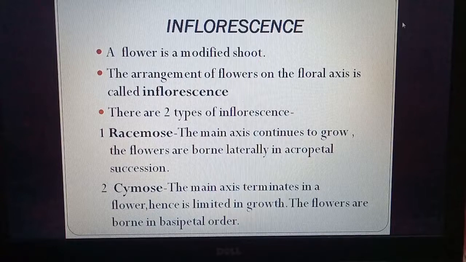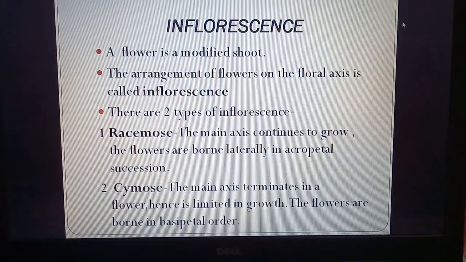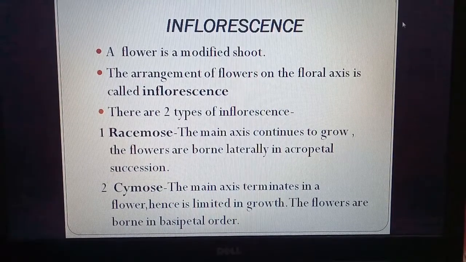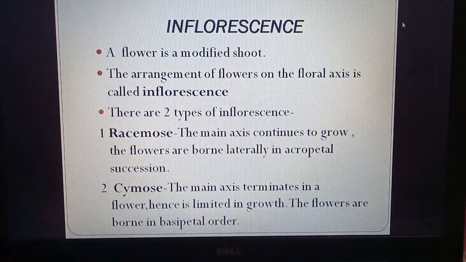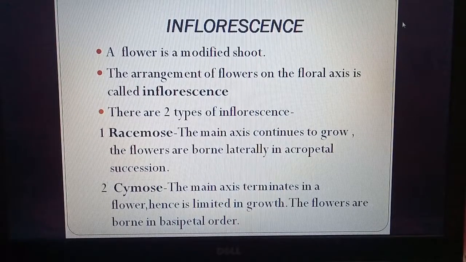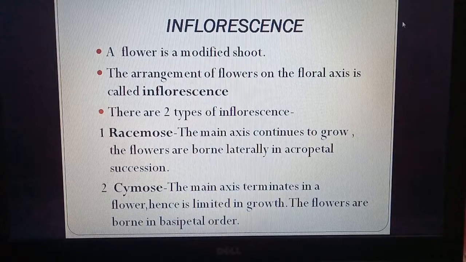Cymose inflorescence. In this, the main axis terminates in a flower. So the first flower is produced at the tip. Hence, the growth of the axis is limited. So the axis or the stalk is very small. The flowers are borne in basipetal order. It means that the oldest flower, or the first flower which was formed, is at the tip and the young flowers are formed behind them.